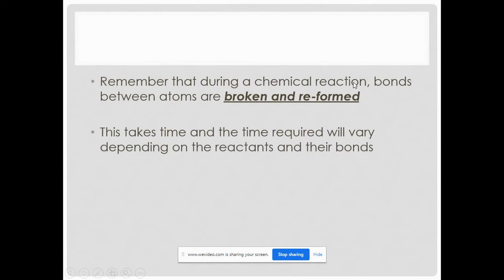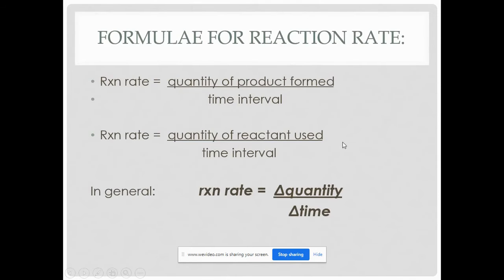Remember that during a chemical reaction, bonds between atoms are broken and reformed. So this takes time, and the time required will vary depending on the reactants and their bonds. So some formula that you should know and understand. Reaction rate is the quantity of product formed over the time. So in other words, the change in quantity of your product or your reactant over the change in time, and change is indicated by this delta symbol here or the triangle symbol.